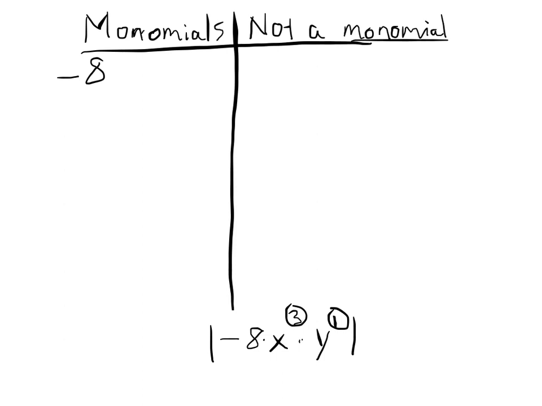Negative 8x to the third, and you guys should be writing this with me now, y to the first power. So that one was a monomial. All right, I'm going to erase this down here, and I'm going to give you another one. Again, you guys aren't going to write this until we determine whether it's a monomial or not.